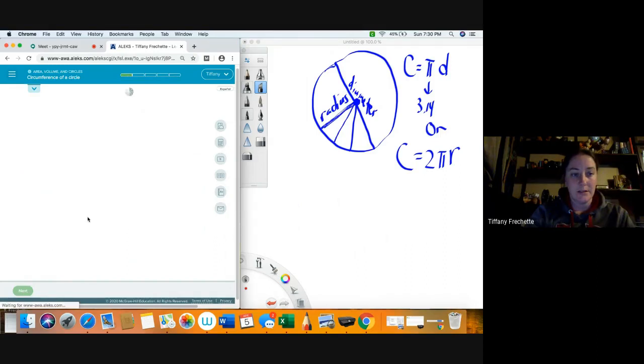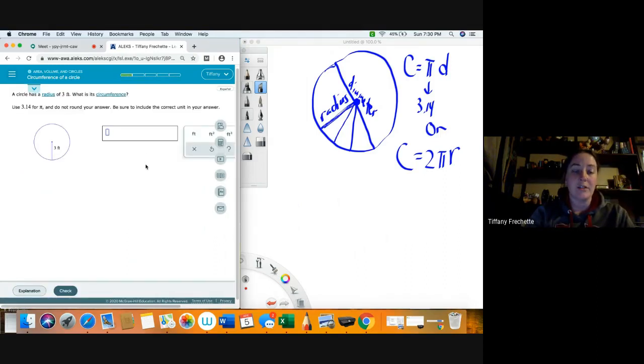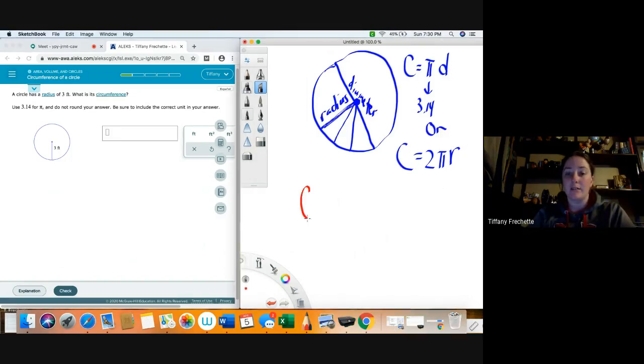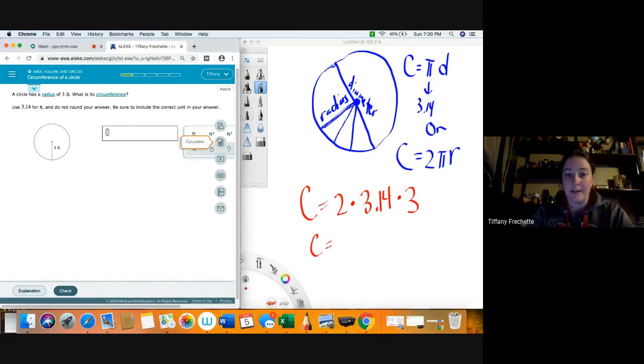We'll be done with this one. All right, a circle has a radius of 3 feet. What is its circumference? They're giving us radius this time, so we're going to use C equals 2 pi r. This time, instead of writing pi, I'm going to put the 3.14 in first. And then r is 3 feet, because that's what they tell us in the diagram and in the problem.